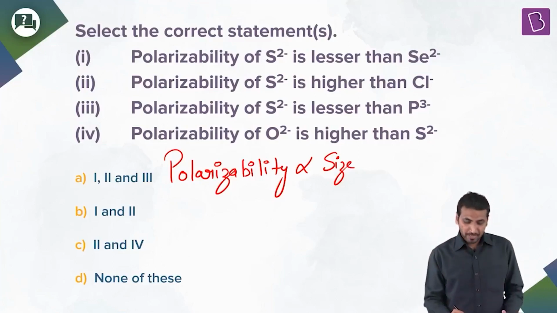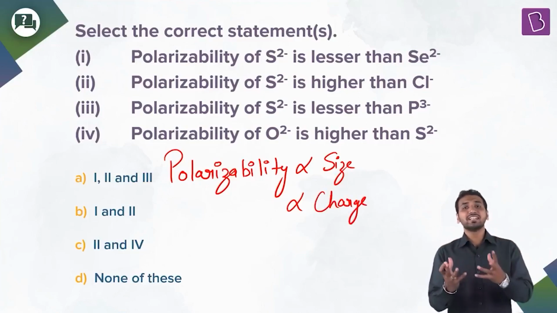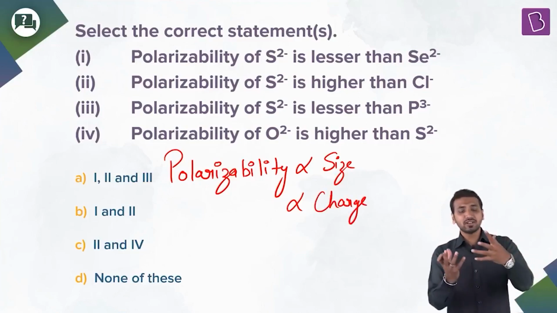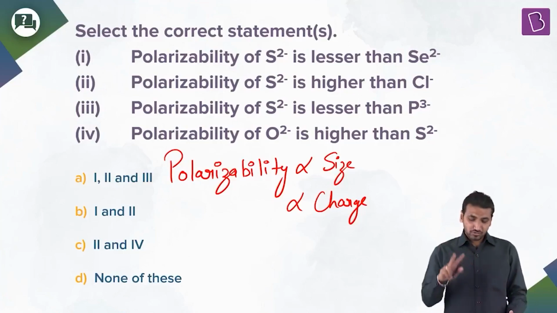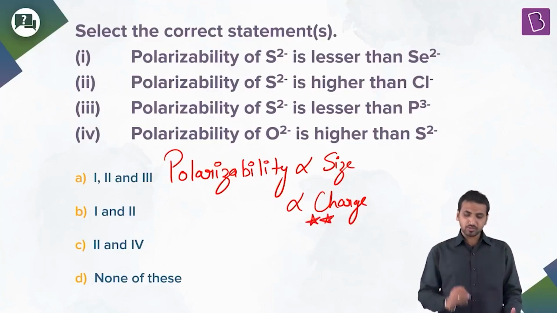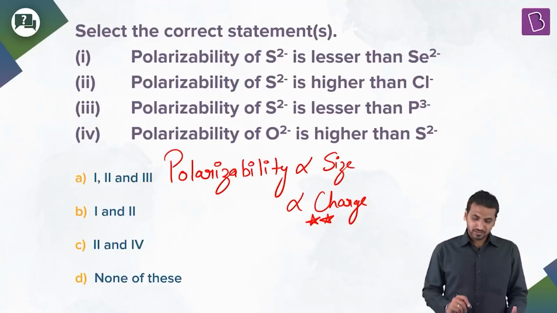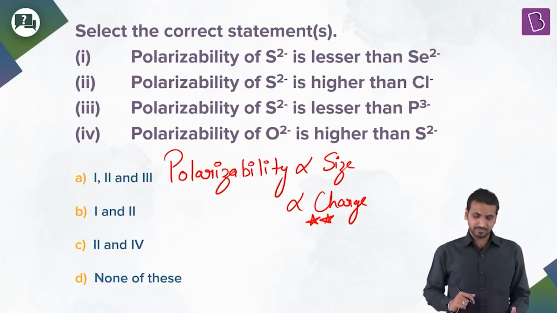This is one thing. The other factor is charge. Let me write it. Now, if you have a higher charge, then obviously the tendency of the electron cloud to get distorted is going to be higher, right? So, we have two factors, size and charge, and out of these two, charge is going to be the dominant factor. Let me put two star marks over here just to keep that in mind, that charge is the more dominant factor. Okay. Now, let's compare them one by one.